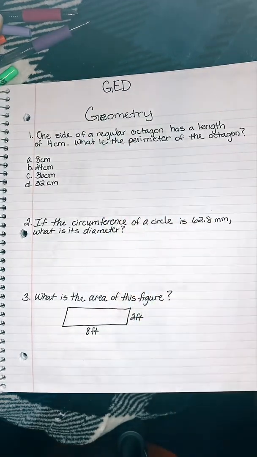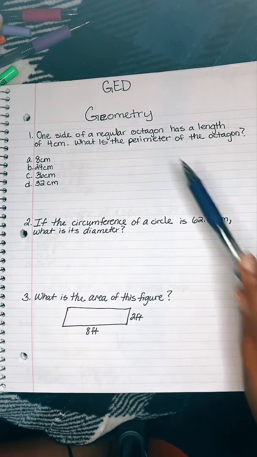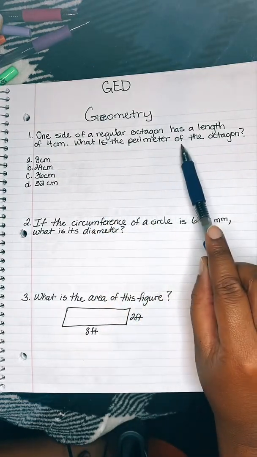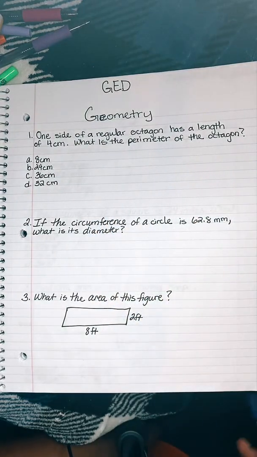One side of a regular octagon, always draw some pictures, right? It's like, what is that? Has a length of 4 centimeters. What is the perimeter of an octagon?